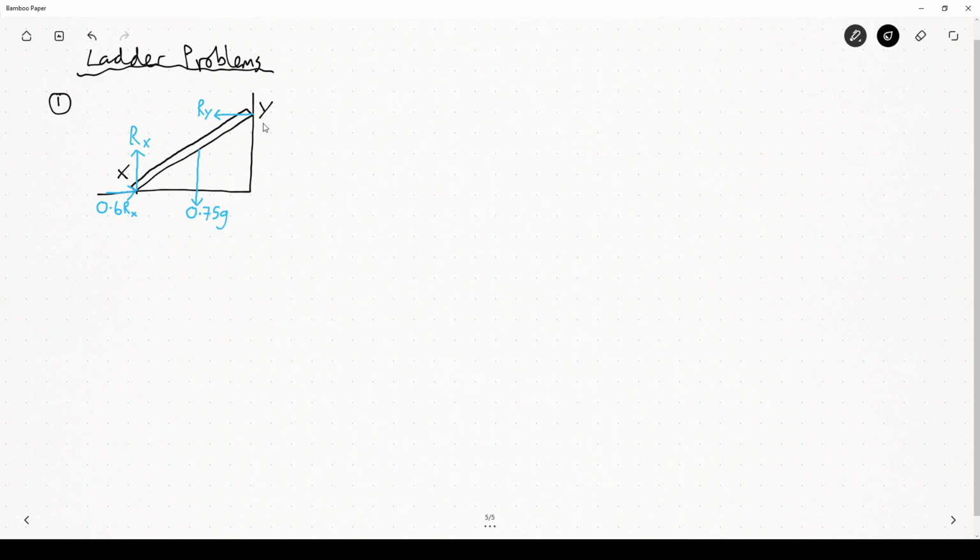Okay, question one. Here's my drawing and force diagram, so we'll just go straight in with the working. Up equals down tells us that the reaction at x is equal to 0.75 G. Right equals left tells us that 0.6 times the reaction at x equals the reaction at y. So the reaction at y is 0.6 times 0.75 G, which is 0.45 G.